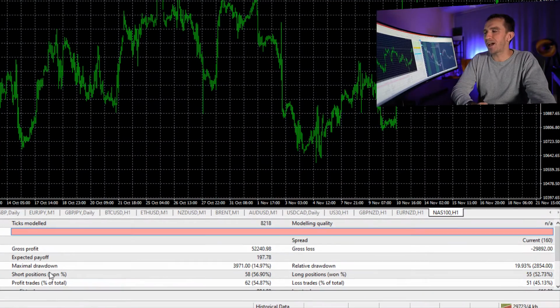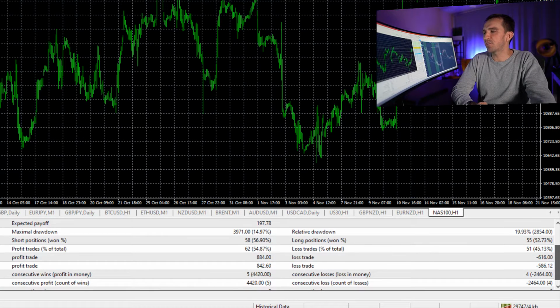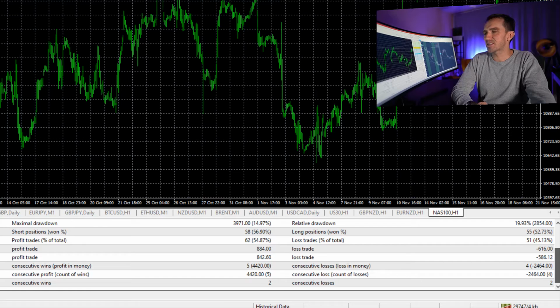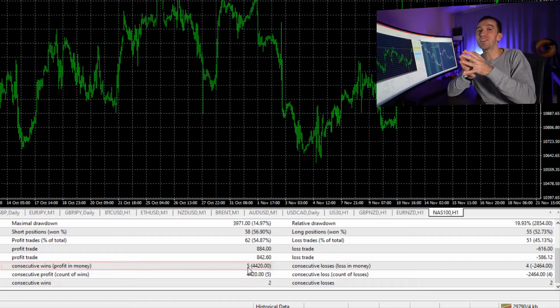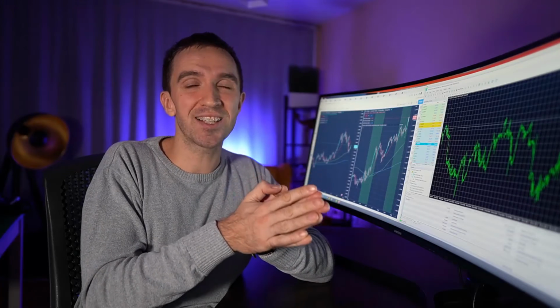Now we have a pretty balanced exposure between short positions and long positions, which is something we are looking for, and the maximum consecutive losses according to the MetaTrader 4 backtester are 4 as well, and we have consecutive wins of 5, which means that for these 100 trades that were executed in the backtest, it never happened that the strategy will have more than 4 consecutive losses in a row.